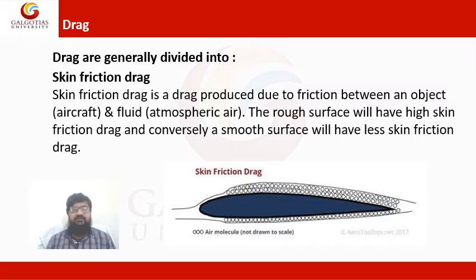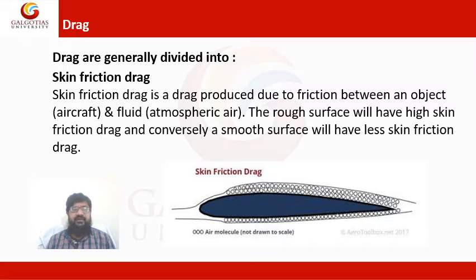Drags are of different types. Basically, drag is generally divided into two categories: skin friction drag and pressure drag. Skin friction drag is produced due to the friction between an object and fluid.